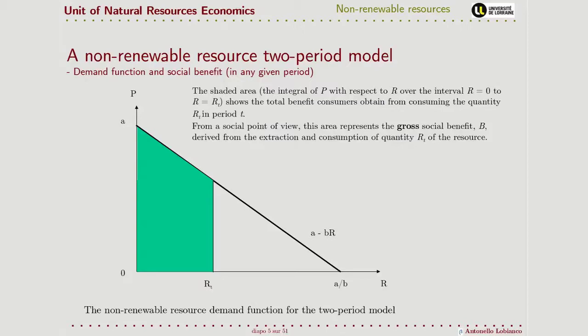Given this framework, what do we as social planner want to maximize? Well, given that we have a demand function of price over the natural resource, we can interpret this demand function as the curve of the marginal benefit of the economic agents involved in the market. And forget for a moment that now we are speaking about the gross social benefits, because we are not considering the extraction cost. The idea is that there is a market of a good.